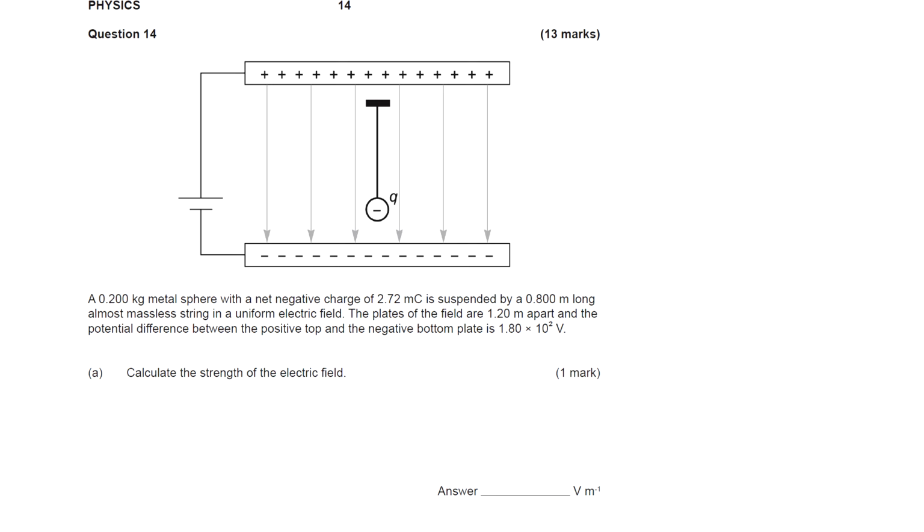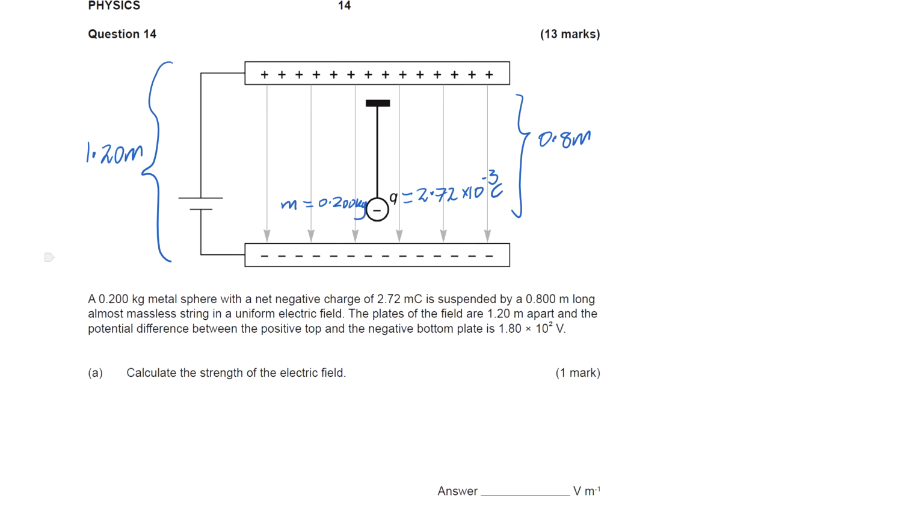Okay, let's write some detail from the information that we've been given. So this is a 0.8 meter long string. Between the plates we have 1.2 meters. The Q that we've been given is 2.72 millicoulombs, so that's 10 to the minus 3 coulombs. And the mass that we've been given is 0.200 kilograms. Okay, so we're starting off looking for the strength of the electric field.